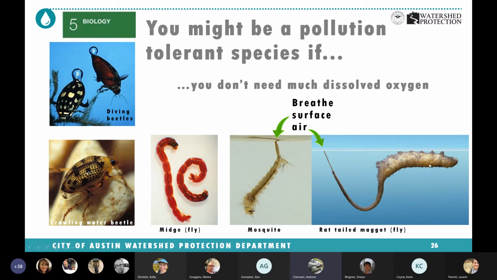The true flies on the right, this is a rat-tailed maggot, love the name, and a mosquito, have these respiratory siphons that go up and, with a hydrofuge, break the meniscus of the water, open up and breathe atmospheric air. Little snorkels on their bum-bums.